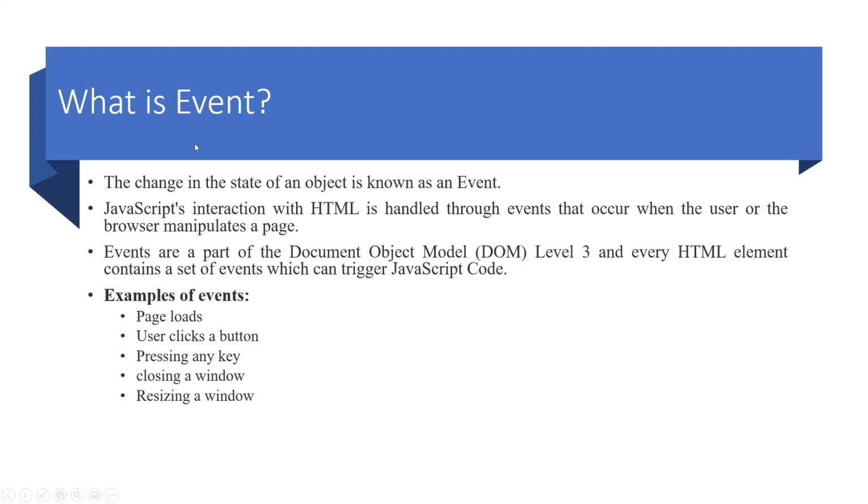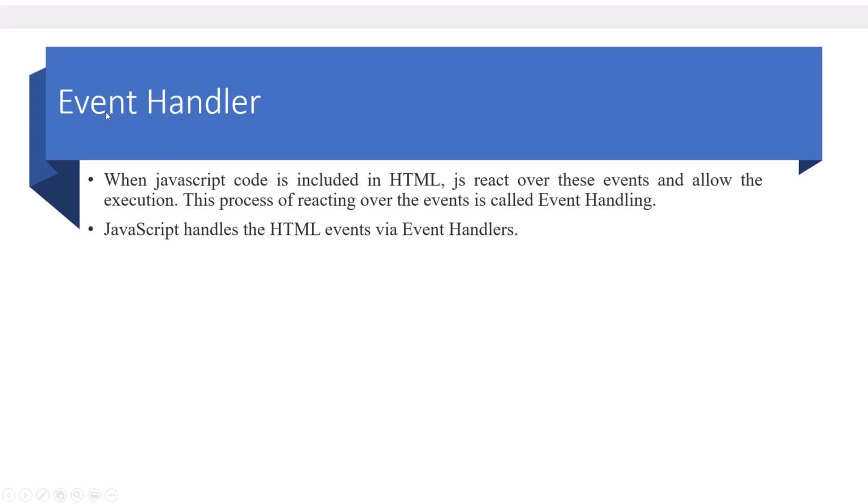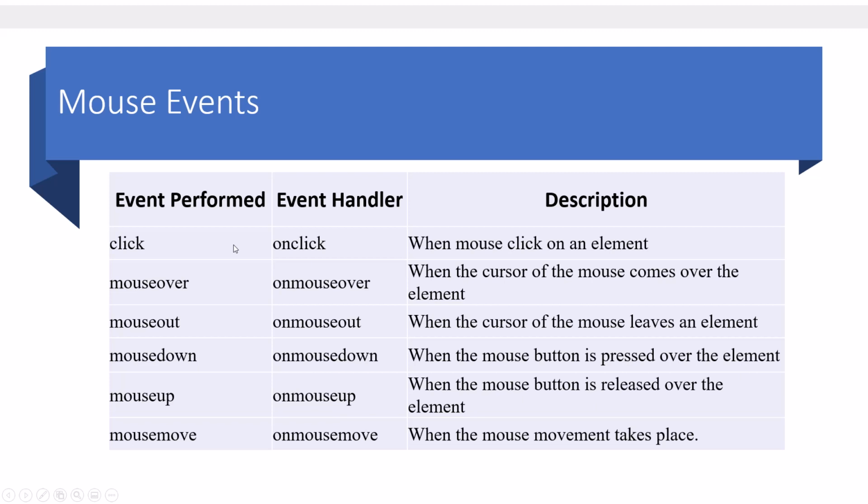So there are different types of events in JavaScript. First, we will see the event handler, which is used to handle events. When the code is included in HTML, JavaScript reacts to these events and allows the execution. This process of reacting to events is called event handling, and JavaScript handles the HTML events via event handlers. Here we'll see the different types of events.